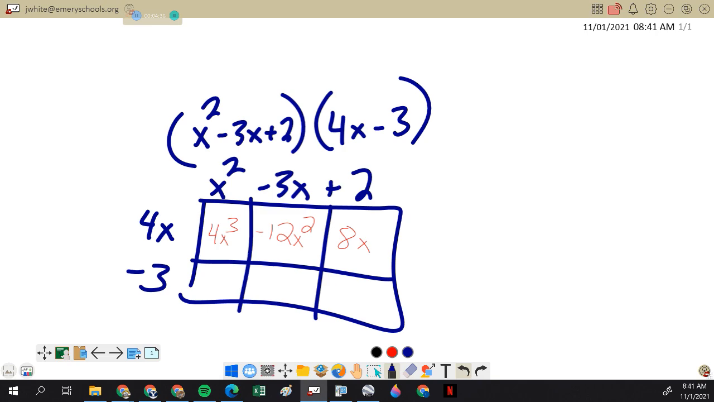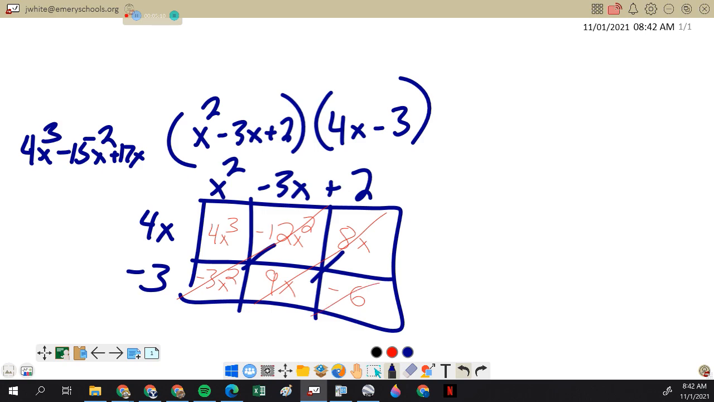Negative 3 times x squared is negative 3x squared. Negative 3 times negative 3x would be 9x. And then negative 3 times 2 would be negative 6. And you'll notice that the diagonals go together. So the first box is just 4x to the third. And then this first diagonal contains only x squares, which would be negative 15x squared. And then those are going to go together, 17x, and then minus 6.